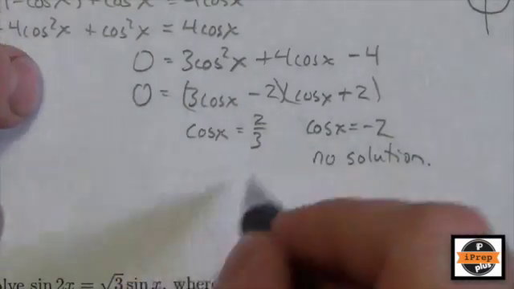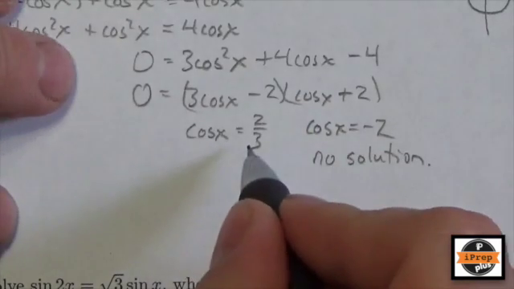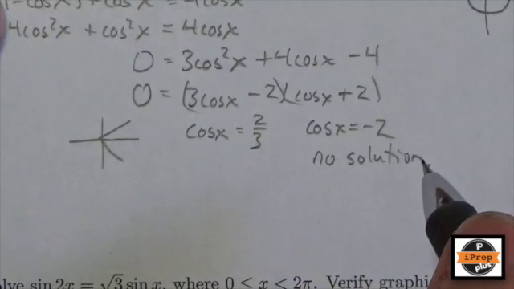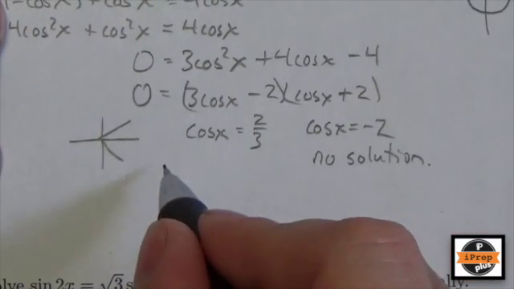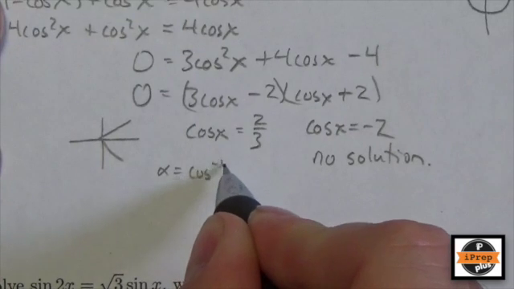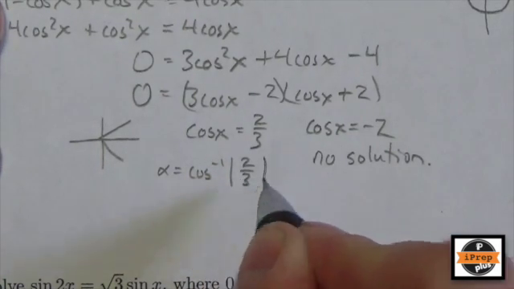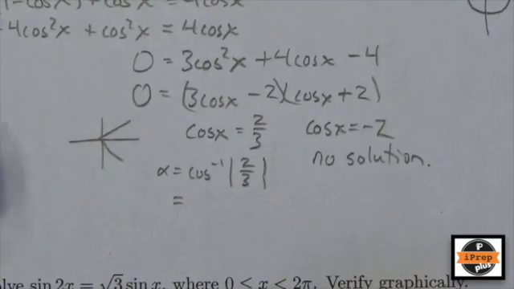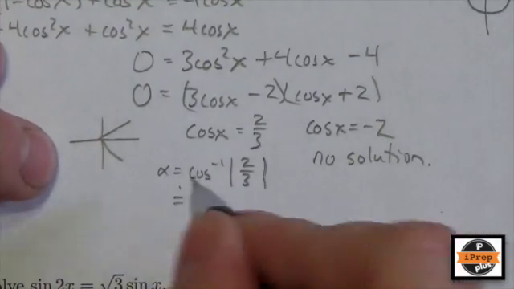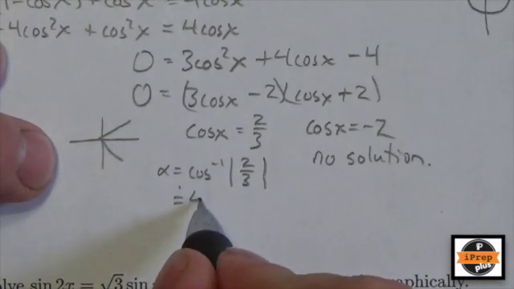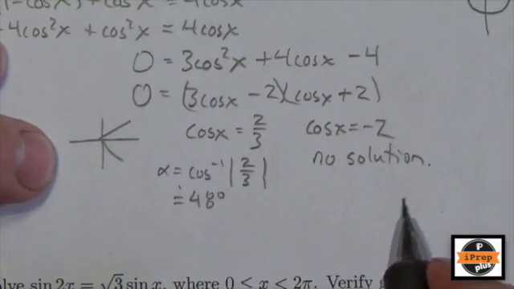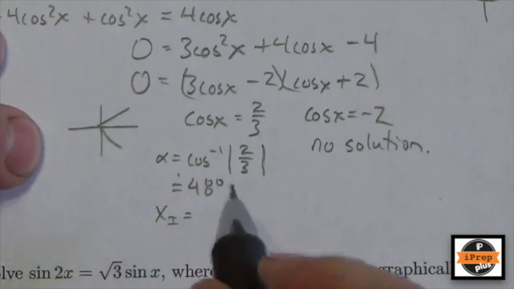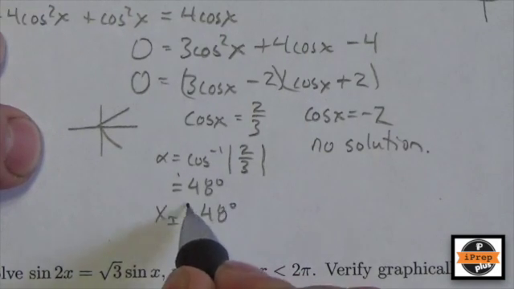Now, there will be a couple solutions from over here. Cosine is positive 2/3. That means I'm going to have an answer in the first quadrant and the fourth quadrant. I'll figure out my reference angle by doing the inverse cosine of the absolute value of 2/3. And because that's not a unit circle ratio, I'm going to do this approximately. This is approximately 48 degrees. So in my first quadrant, that's approximately 48 degrees.